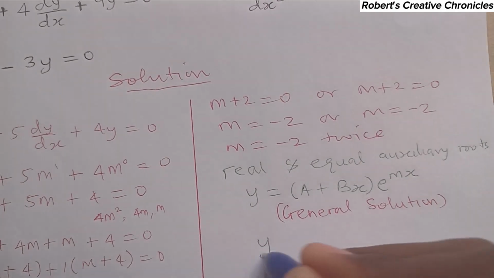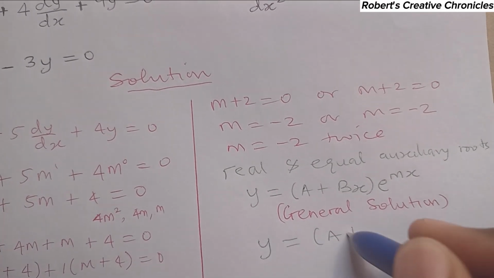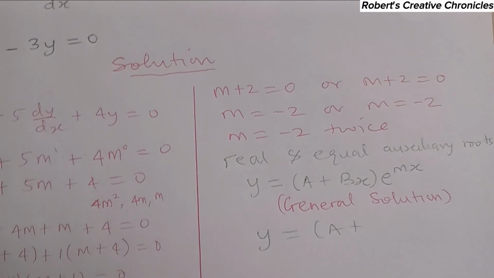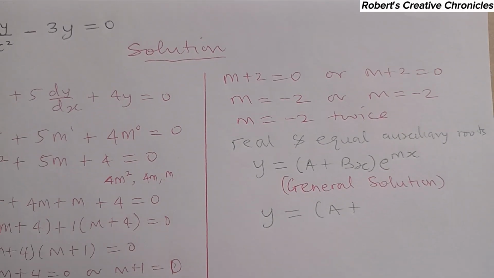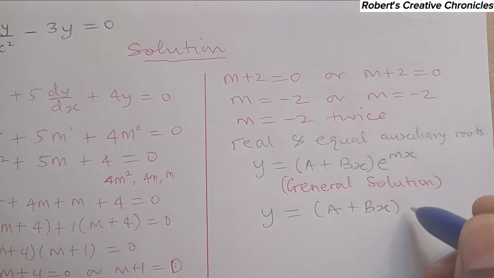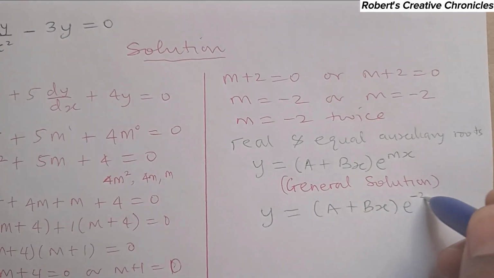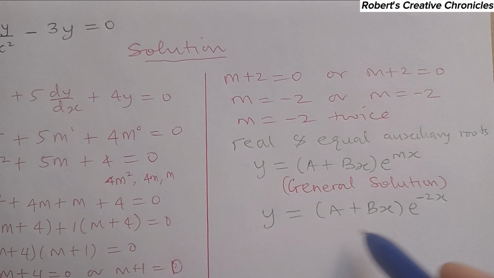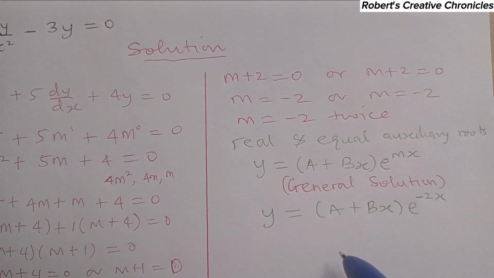So the general solution is now y is equal to (a plus bx) exponential minus 2x. So this is the final answer. This is the general solution and the final answer.